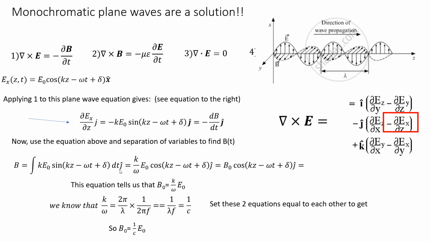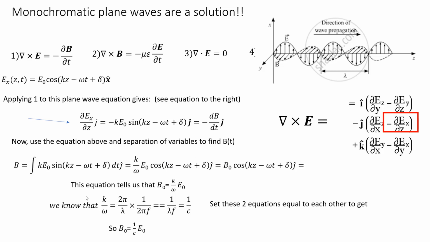I'm just going to integrate this with respect to time, and I get this. Just integrating the sine function with respect to time, anybody that's had calculus knows how to do that. That gives me this equation here. And so this is a magnetic field equation. So this must be the amplitude of the magnetic field. So k over omega times the magnitude of the electric field is equal to the magnitude of the magnetic field. Okay, so here you go. Here is the equation for the magnetic field right here.